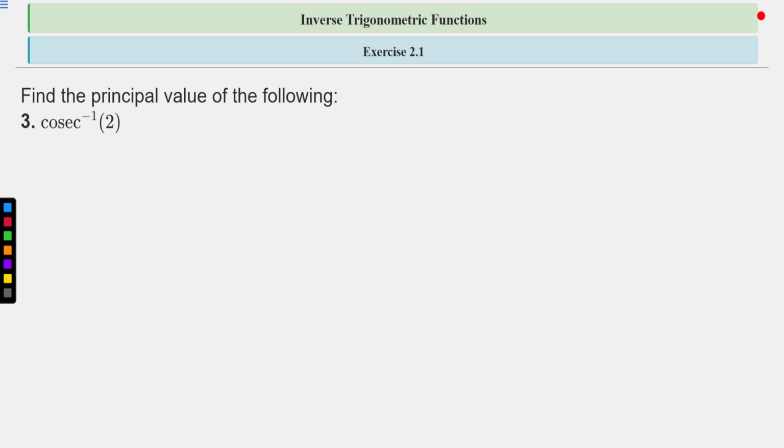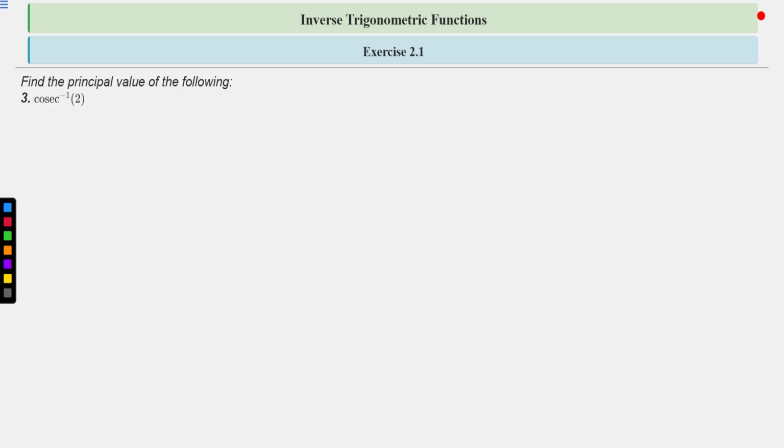So I am again giving you 10 seconds to think about this question. After that, we will discuss the solution part. Okay, let us move to the solution part. We need to find the principal value of cosec inverse 2. So the answer will be pi by 6. Let us see how.